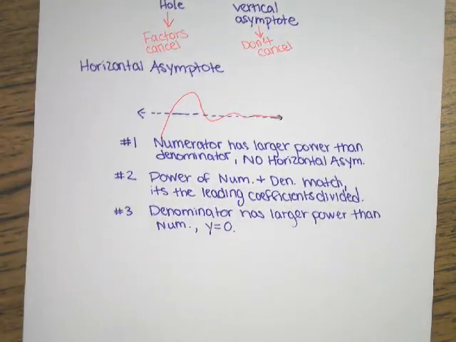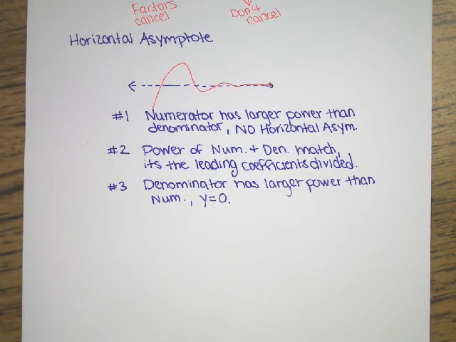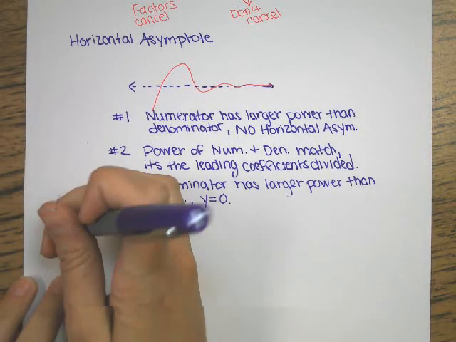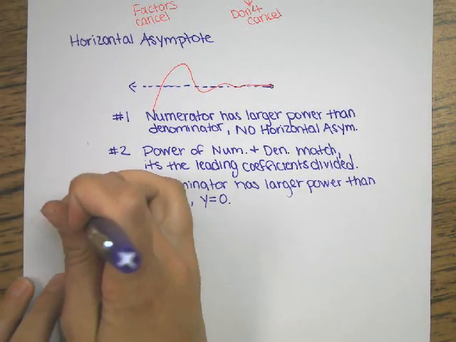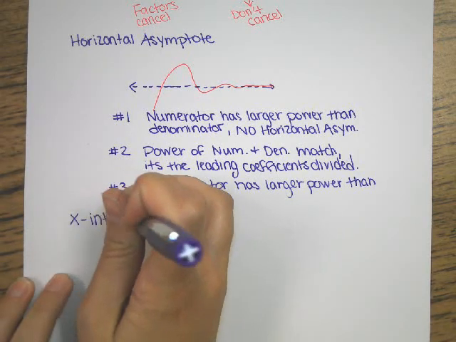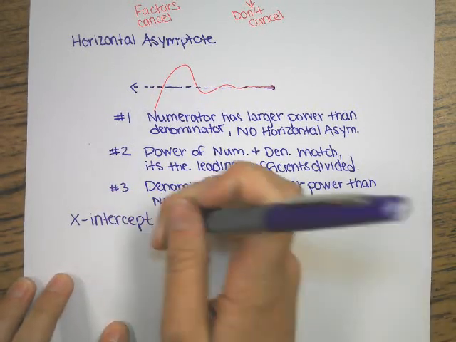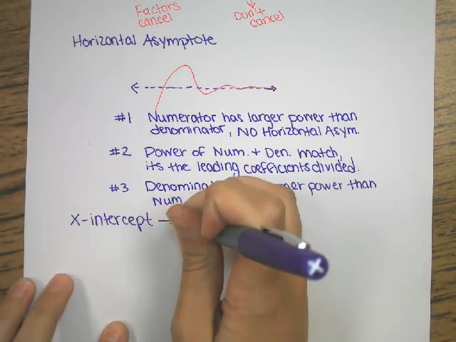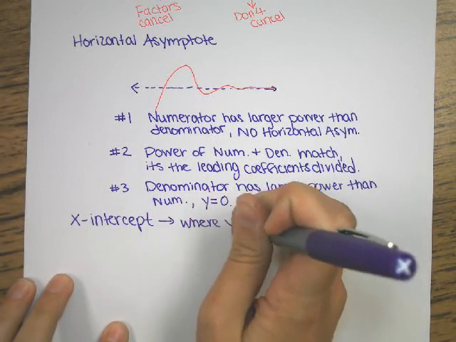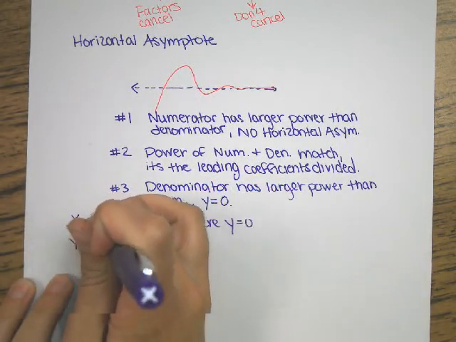Alright, this is a bunch of information. It'll make more sense once we apply it in just a second. The last thing is stuff that you've worked a bunch with, which would be x-intercepts and y-intercepts. An x-intercept is where y is 0, and the y-intercept is where x is 0.